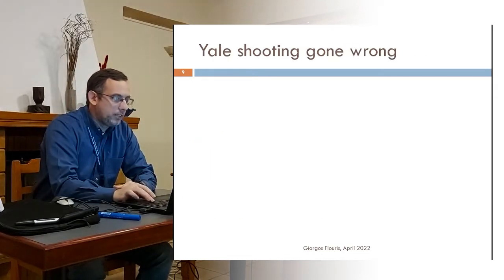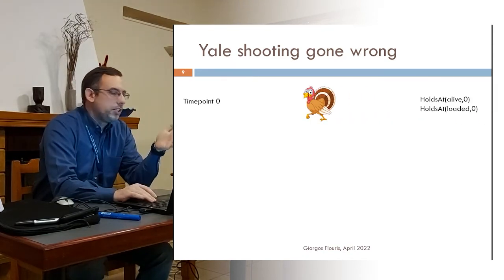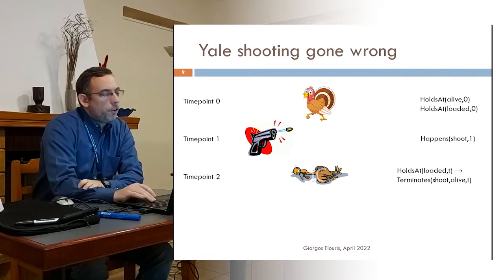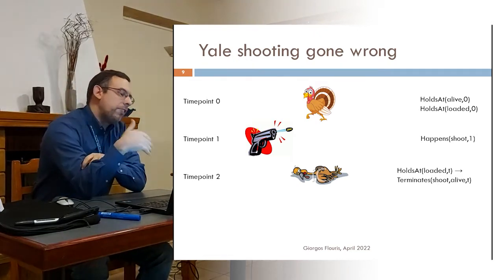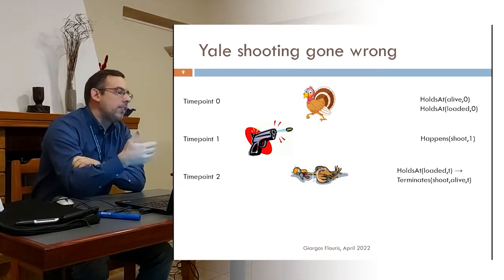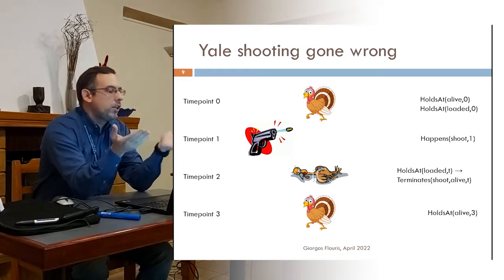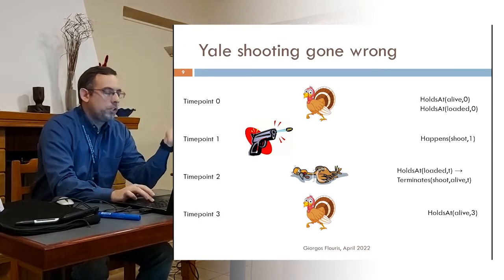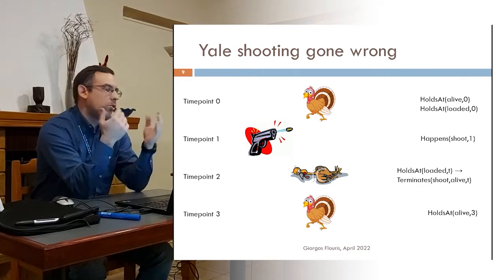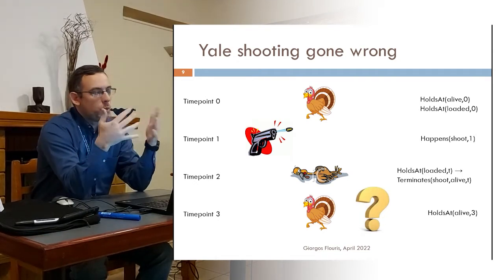And this can be shown with the following example, again on the Yale shooting scenario. So suppose at time point 0, the turkey is alive and the gun is loaded, so we know these things. At time point 1, a shot happens, and therefore, due to our axiom that says that whenever a loaded gun shoots, the turkey will stop being alive, we expect that alive will be false at time point 2. But what if at time point 3 we observe that the turkey is actually alive? Now this is very good for the turkey, a happy ending, but not very good for the reasoner, because we have a contradiction here. We have alive, which was predicted to be false, and now we know it's true. Something is wrong. How do we get out of this contradiction?